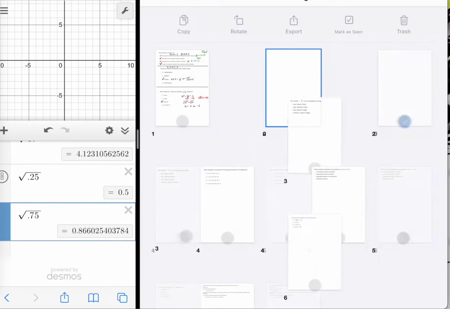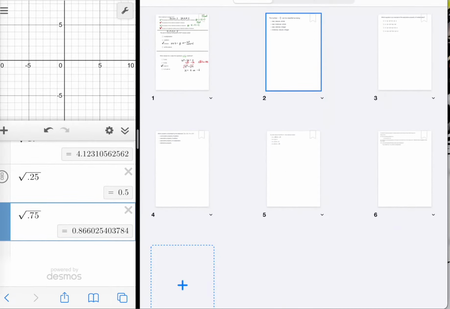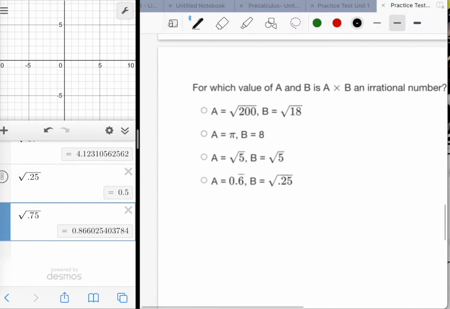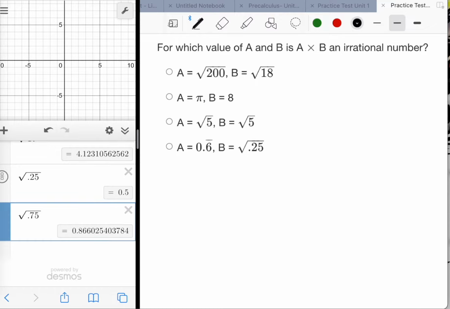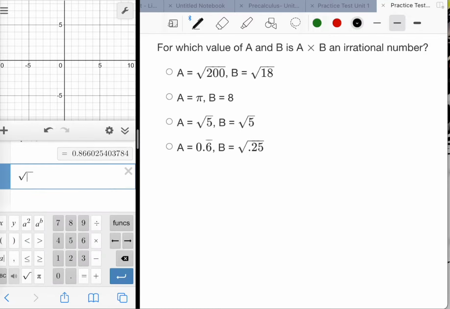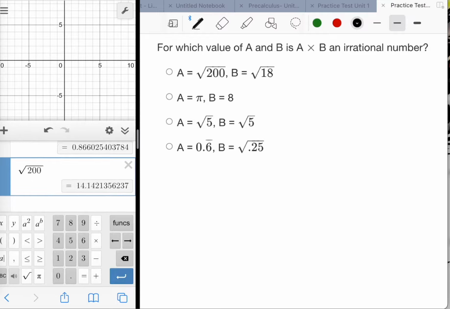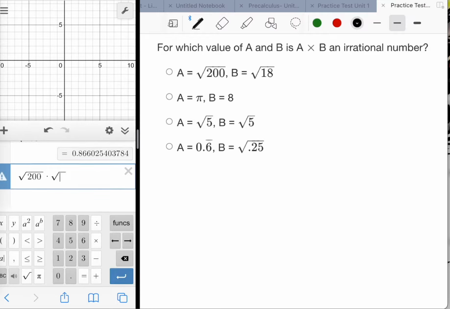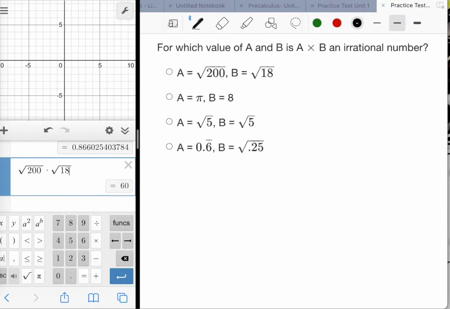Let me just get rid of these pages. I'll skip ahead to the one that's relevant. Yeah, this one. For which value of A and B is A times B an irrational number? It's really just a matter of typing it in and saying, all right, square root of 200 times the square root of 18 gave us a nice clean answer. That's rational. So 60, that's rational.